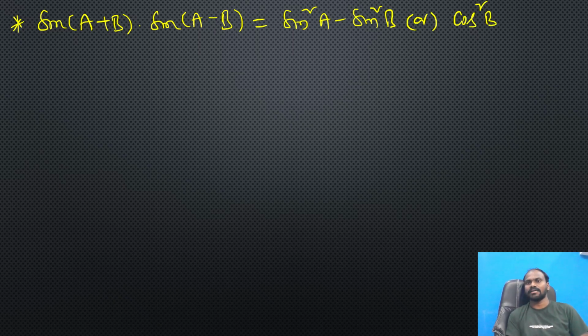But if you multiply sin of a plus b into sin of a minus b, then you will get both sines or both cos. That is the difference, so try to understand that difference here: sin square a minus sin square b, or cos square b minus cos square a.